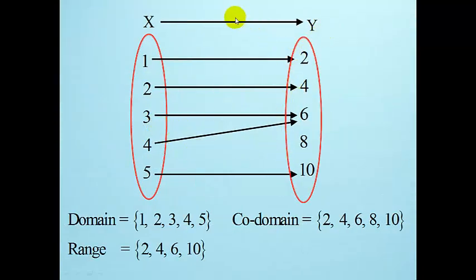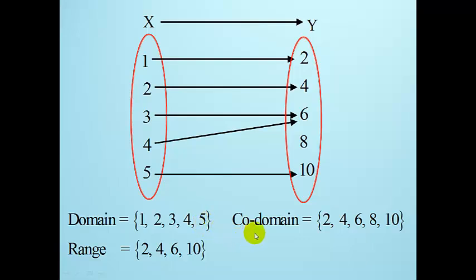Now let's consider the relation between X and Y. 1 is related to 2, 2 is related to 4, 3 is related to 6, and 4 is also related to 6, and 5 is related to 10. Now we said that the domain are the elements of the set X. So the domain is 1, 2, 3, 4, 5. So the domain is equal to the elements of the set X. That is 1, 2, 3, 4, 5.